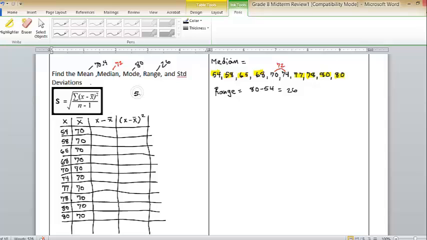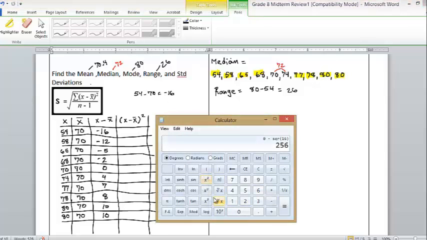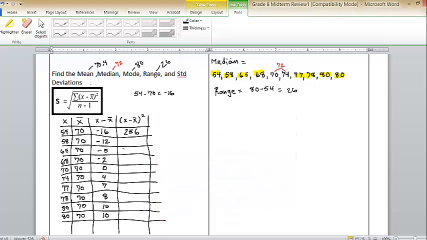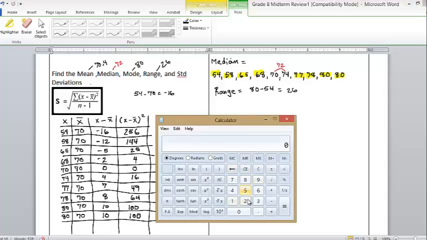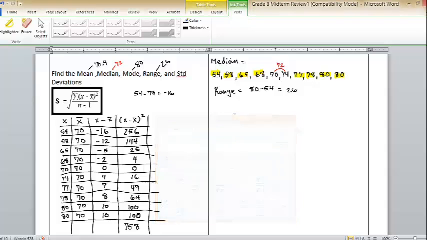For the next part, you take the difference of each value and the mean. 54 minus 70 equals negative 16, and that's for our first one. After that, for the next column, you take the square of the value that you just got, and you end up with this. At the end of it all, we have to add all of those values because we need the sum, and you divide it all by 9.